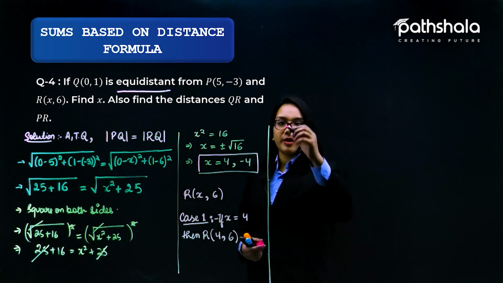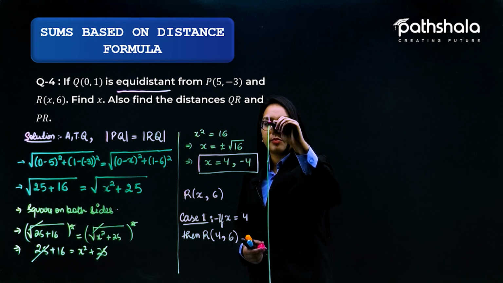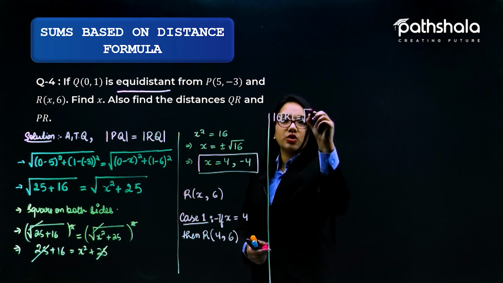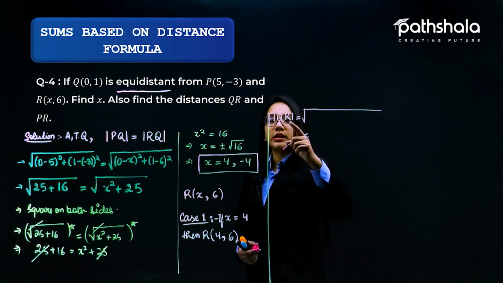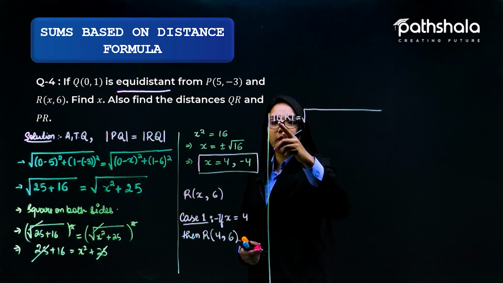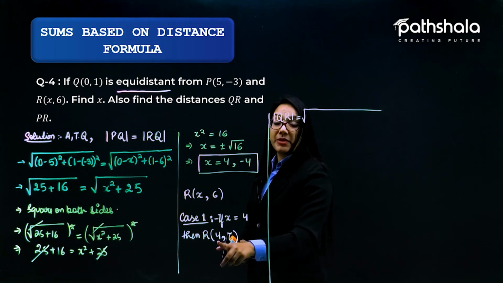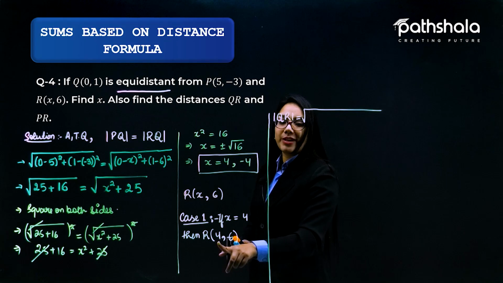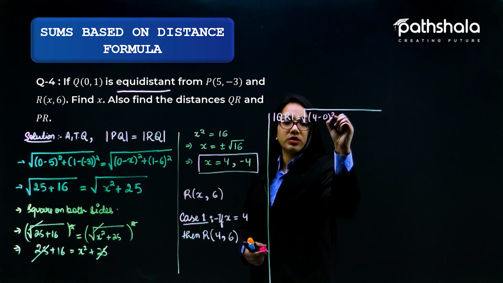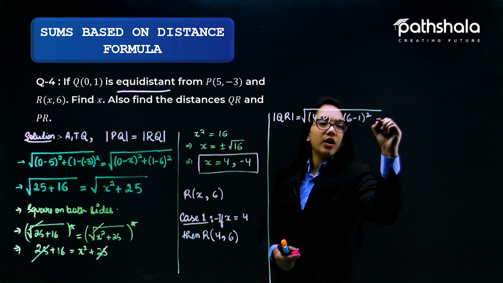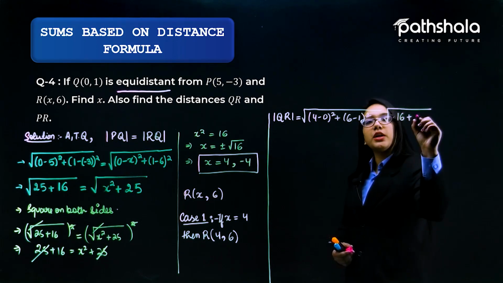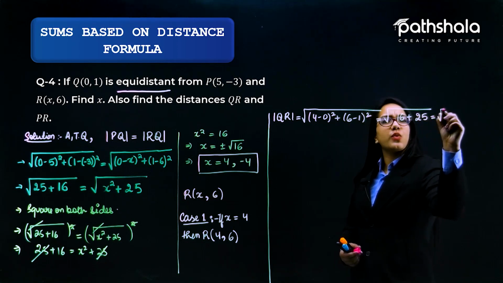So let's find QR and PR. Let's take QR first. QR would be of the form where R is x2, y2 and Q is x1, y1. Q is the coordinate (0, 1), so I am taking Q as x1, y1 and R as x2, y2. So this would be the square root of (4 minus 0) whole square plus (6 minus 1) whole square, which is the square root of 16 plus 25, that is square root 41.